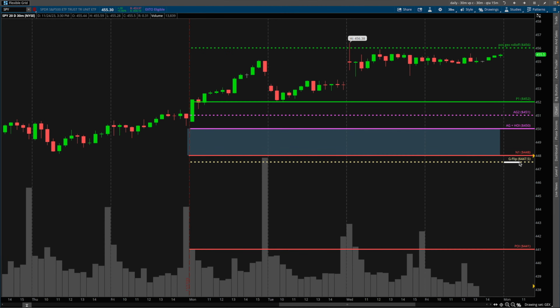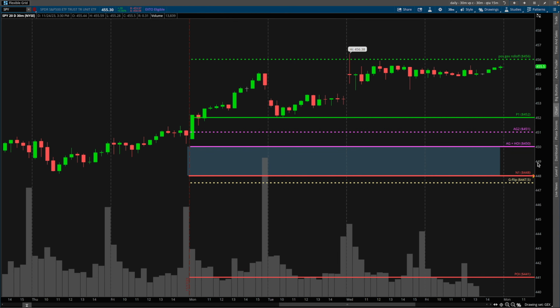Then we have G flip. G flip just stands for the gamma flip strike. This is the strike collectively for the entire options chain for the SPY. Below this strike price is where the overall net gamma exposure turns negative, and above it is where the overall net gamma turns positive. Now, for all intents and purposes, all of these levels should be treated as advanced support and resistance levels. There's nothing more to it in the beginning than that. Think of it as a supercharged support and resistance level, and it's a little bit less discretionary.